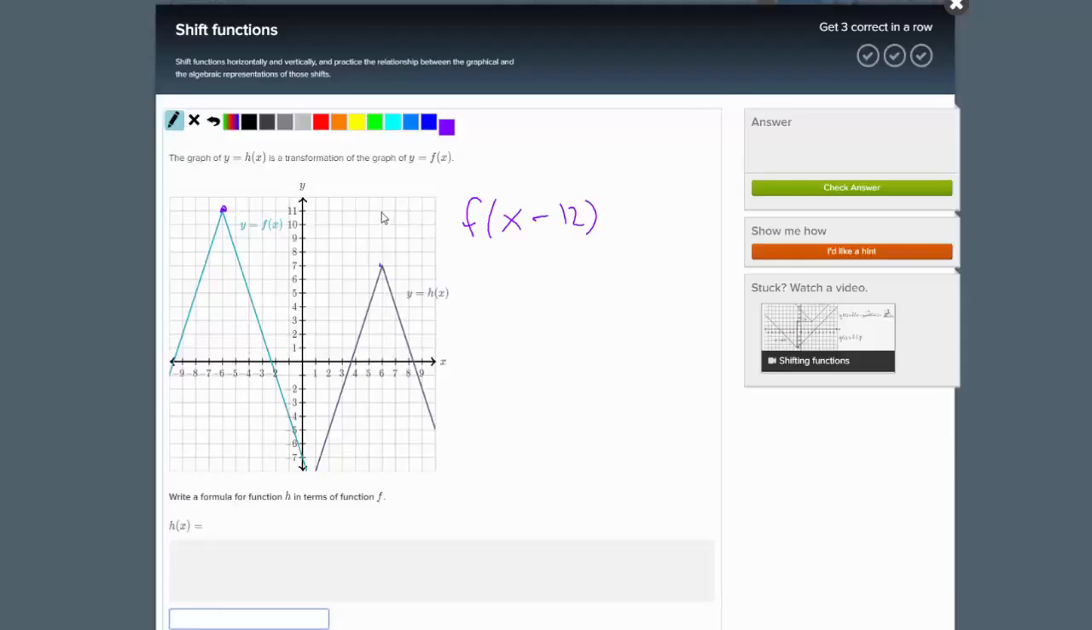Okay. Then it went down 1, 2, 3, 4. Since it went down, that sign stays the same, minus 4. So I will type in f of x minus 12 minus 4.